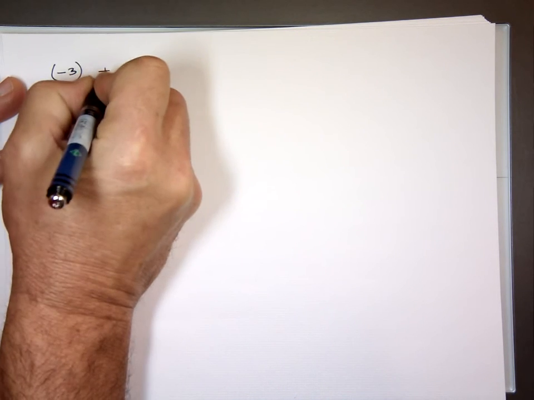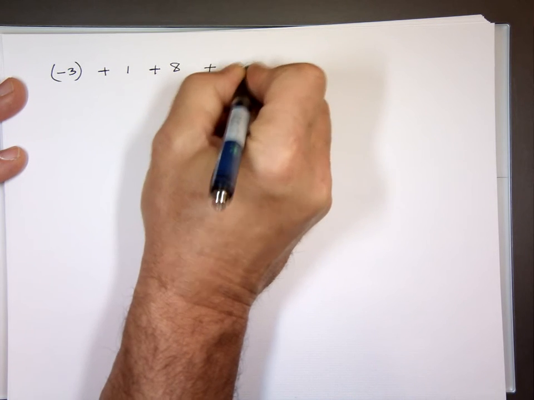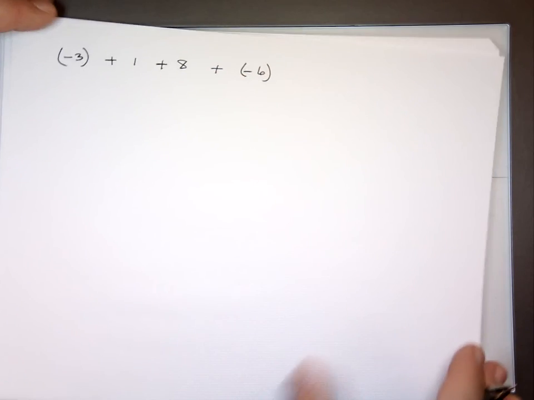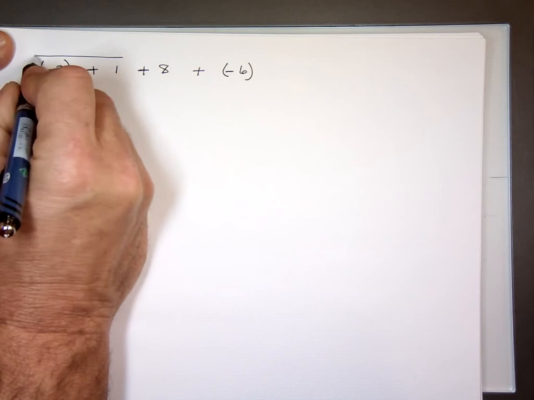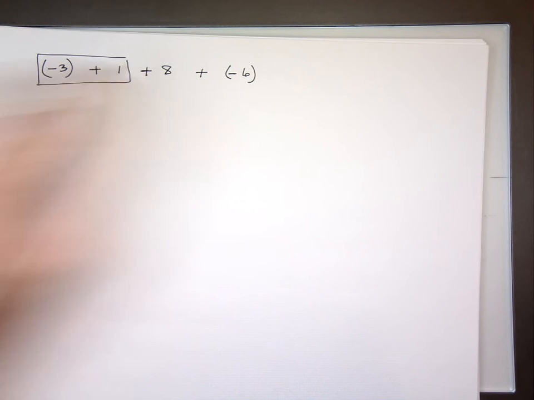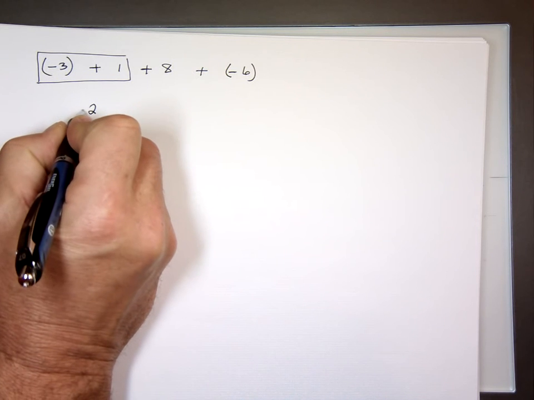Negative 3 plus 1 plus 8 plus negative 6. I'll do them two at a time first, then I'll do the other method after that. Different signs. We're going to subtract what? 1 from 3. What's 1 from 3? 2, and what's the sign? Negative.